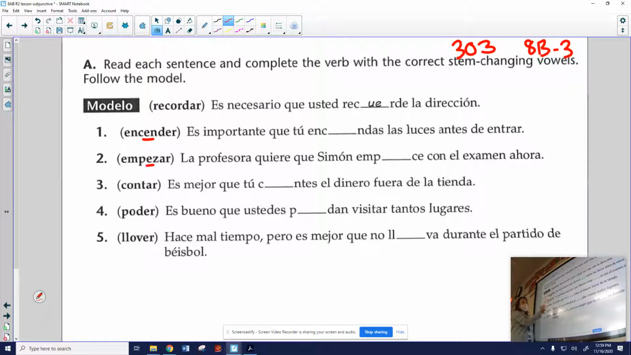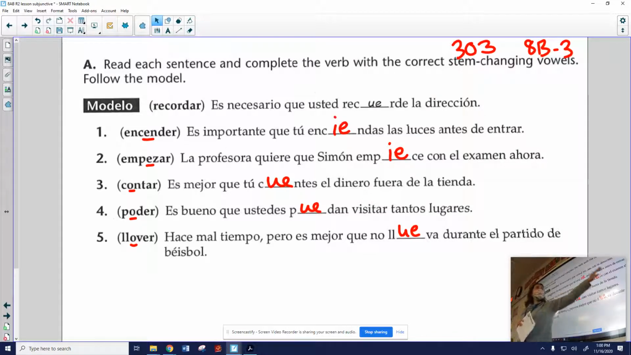You'll have to remember what kind of stem changing verbs these are. Take a stab at it. We'll correct it in about 30 seconds. Numero 1 reads, it's important that you turn on the lights before you enter. Numero 2, the teacher wants that Simon starts with the test now. 3, it's better that you count the money outside of the shop. 4, it's good that you guys can visit so many places. Numero 5, it's bad weather, but it's better that it doesn't rain during the baseball game. We're almost done. Just a little more.